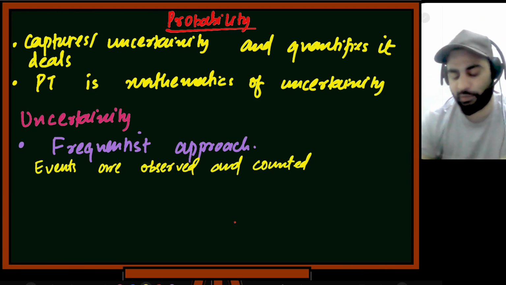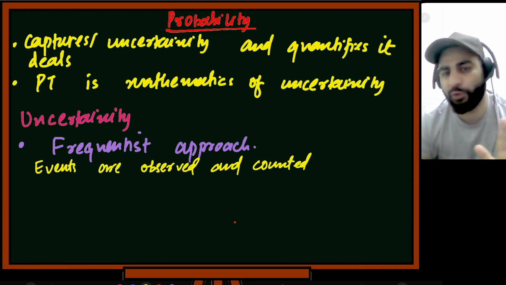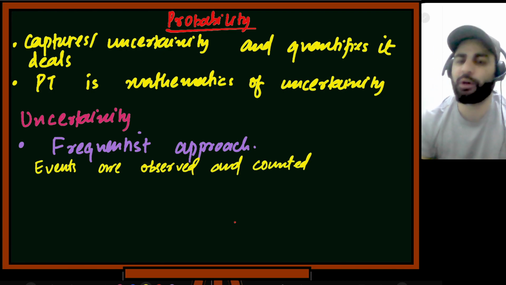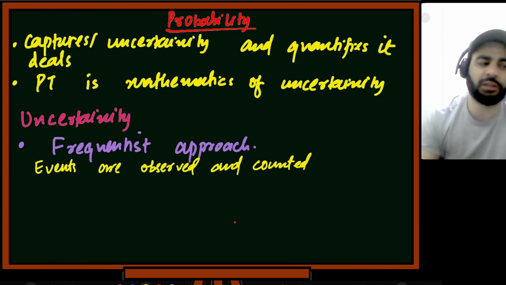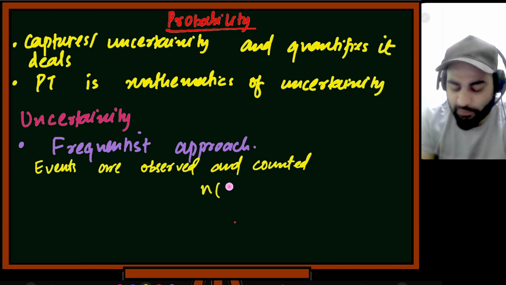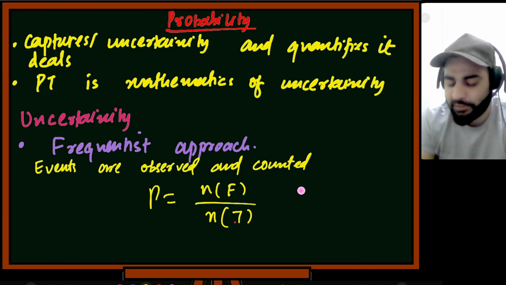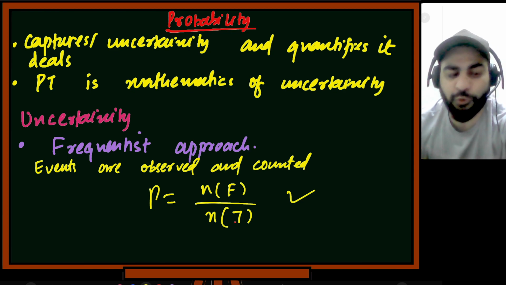So they said you do these events continuously, you observe the events and count the total events that you are doing, and then you see the frequency of what you wanted out of the total events. That's why you might have heard number of favorable outcomes divided by number of total outcomes gives the probability. This is what the frequentist approach says. How many of you are clear with the frequentist approach now?